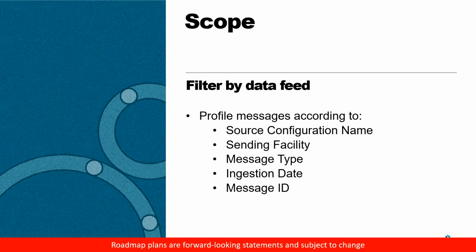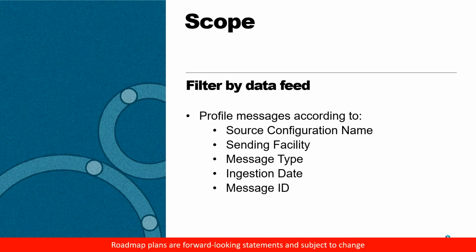Now, once the messages have been sent to the tool, you can focus the scope of your analysis based off of the business service or business process that's sending those messages through, the sending facility, the message type, the dates that those messages were ingested, or even a set of message IDs. You know what messages you want to look at. You can narrow it down to that scope.